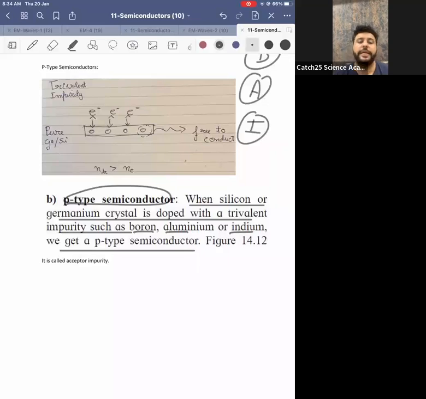I'll tell you why. Because electrons are faster than holes, or electrons have more mobility than holes. What is the meaning of mobility? Mobility is the ability to move. Therefore, if you are asked in any form which kind of semiconductor is better, the answer is N-type semiconductor, because electrons have more mobility. Okay, with that, we will start.